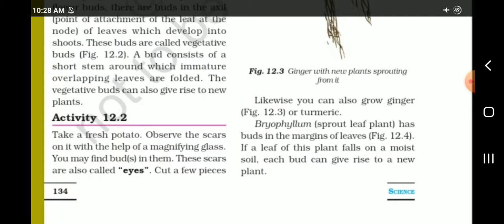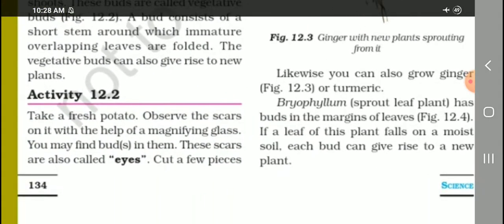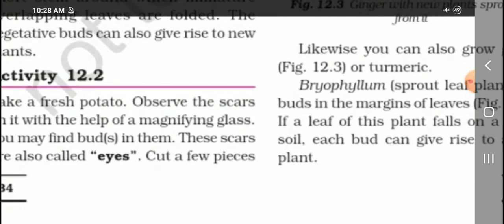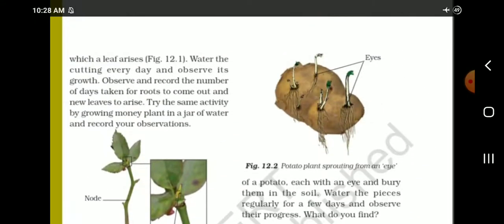Take a fresh potato. Okay, students, all of you do this activity. Take a fresh potato, observe scars on it with the help of a magnifying glass. You may find buds. These scars are also called eyes. Cut a few pieces.